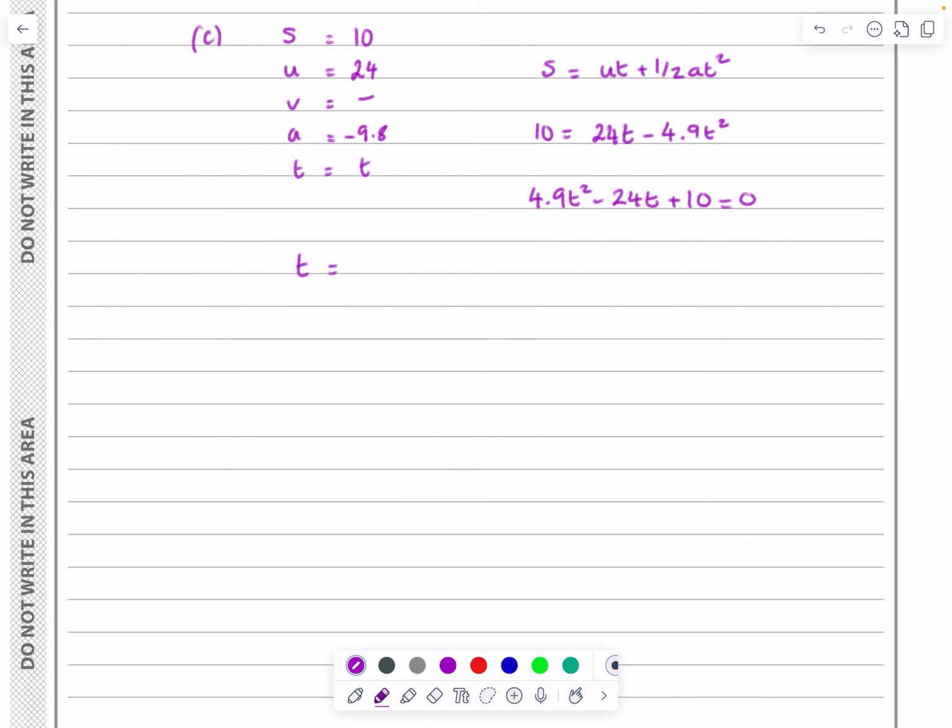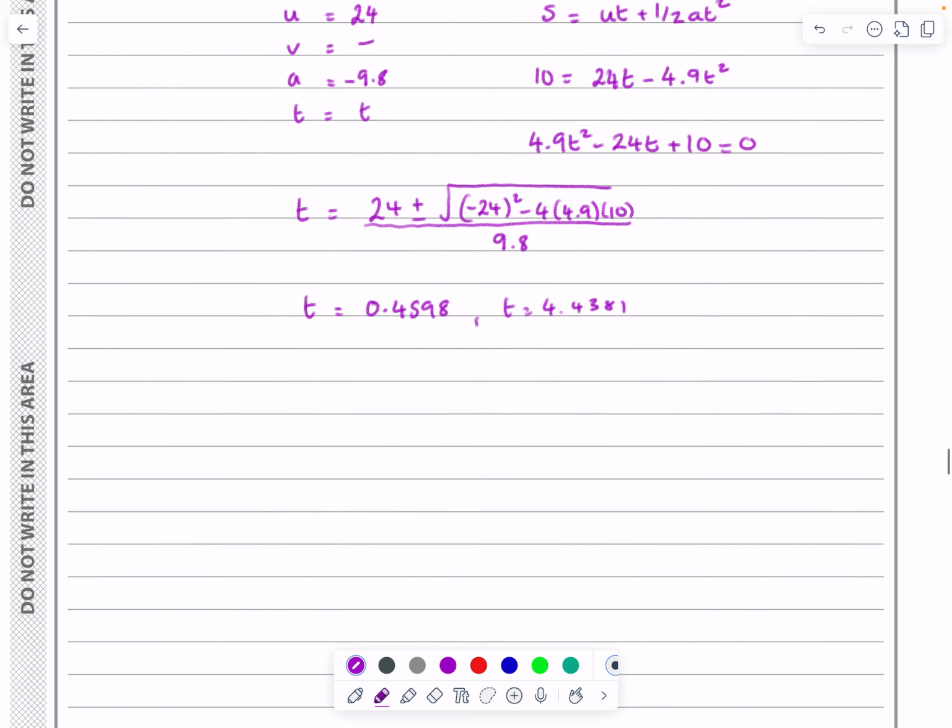So t is going to work out to be minus b, so that's 24, plus or minus the square root of b squared minus 4ac, which is minus 24 squared minus 4 times 4.9 times 10, all over 2a, so all over 9.8. You can do that and work out what it works out to be. I've done it previously. It works out to be 0.4598 or 4.4381. They're my two values of t.